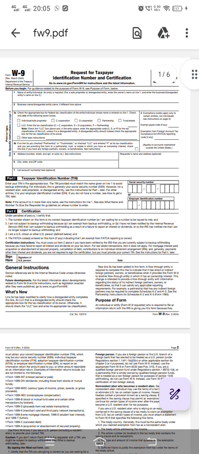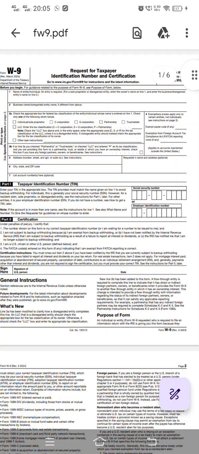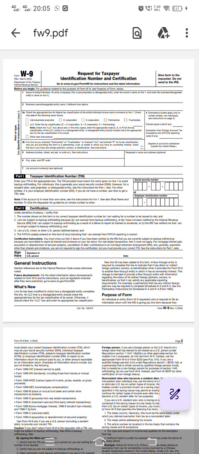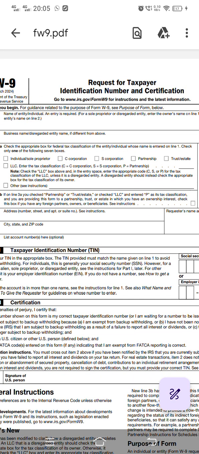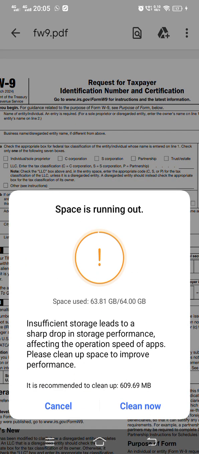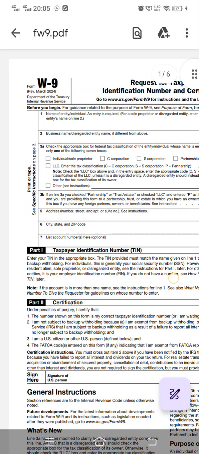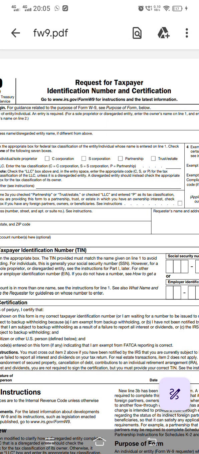So I hope you are able to see my screen, and I'm sorry that there were other screens also visible, so sorry for that, but this is how the W-9 form looks like. And what is written over this W-9 form? Request for taxpayer identification number and certification. So it is saying that we need to get the taxpayer identification number.